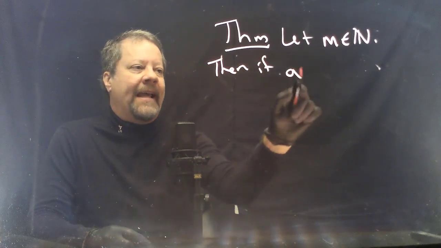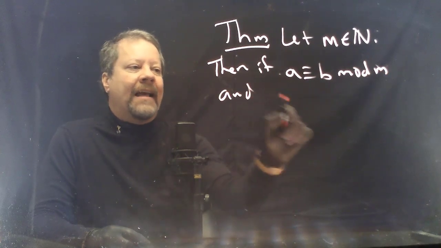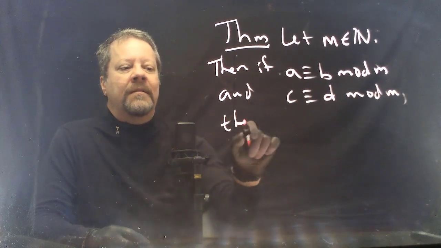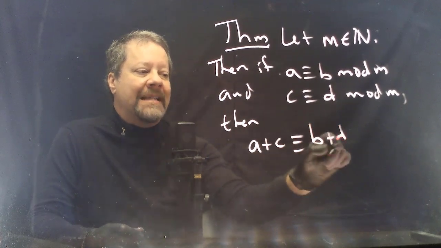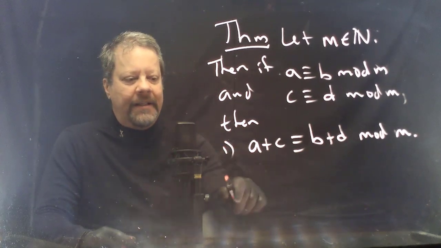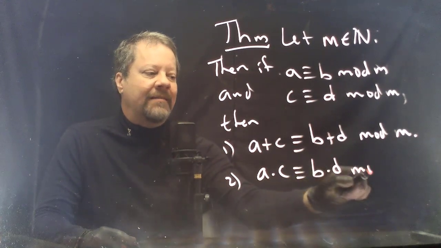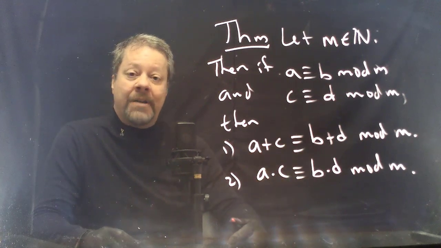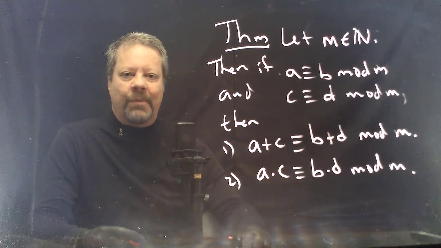Then if A is congruent to B mod m and C is congruent to D mod m, then A plus C will be congruent to B plus D mod m. In addition, A times C will be congruent to B times D mod m. So this modular arithmetic maintains this congruence over addition and multiplication.